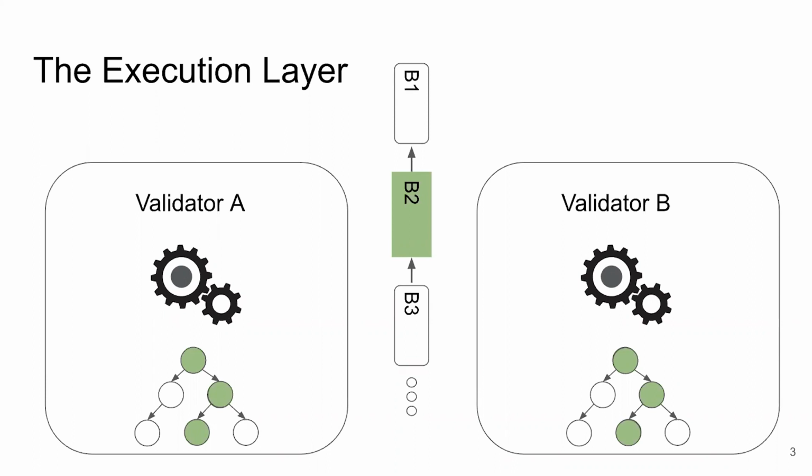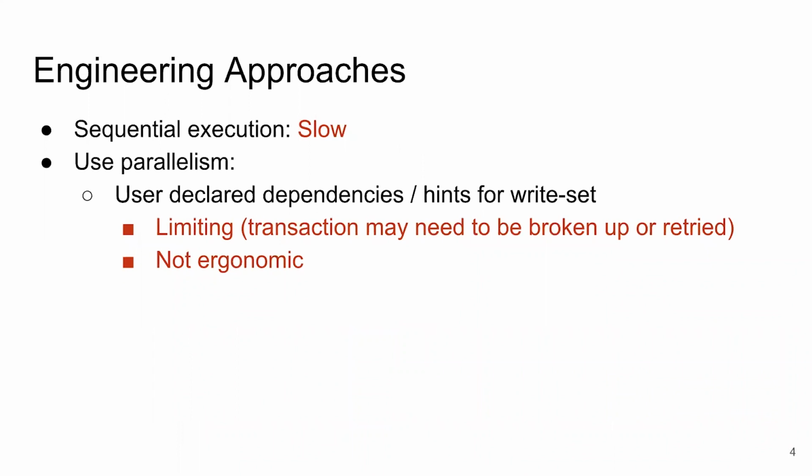Because there are many blockchains out there, there are a bunch of engineering approaches that we can take. Of course, we can just take all the transactions in a block in the order they're given to us and execute them one by one. This turns out to be really slow, especially as you start pushing the performance. If you get stuck with sequential execution, this will for sure be a bottleneck.